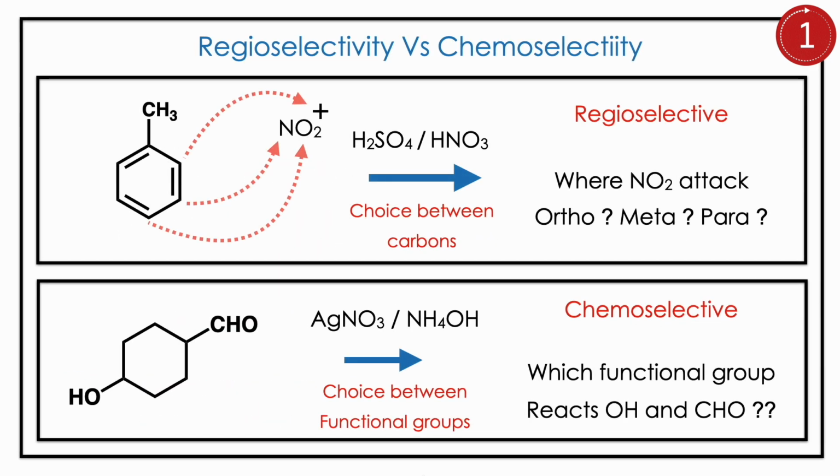Then you should know the difference between regioselectivity and chemoselectivity. Regioselectivity means which region will be attacked because all are carbons. On the contrary, chemoselectivity means which functional group will be attacked. Here you have alcohol and aldehyde. In chemoselectivity, you should find whether alcohol or aldehyde reacts. So you should know basically the difference between regioselectivity and chemoselectivity.